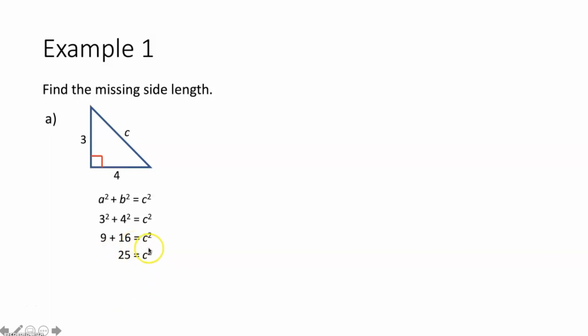Now when you square root a variable that is squared, on the other side, when you take the square root, you have to put a plus or minus. When you square root a square, those two things cancel each other out. On this side, when you square root 25, this just turns into 5. So you get C is equal to plus or minus 5.